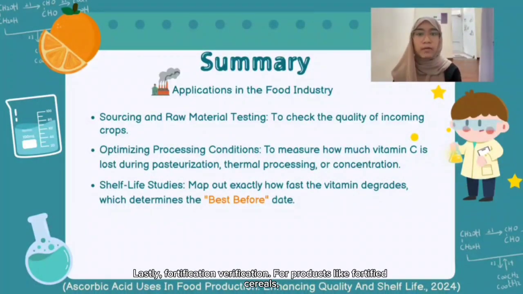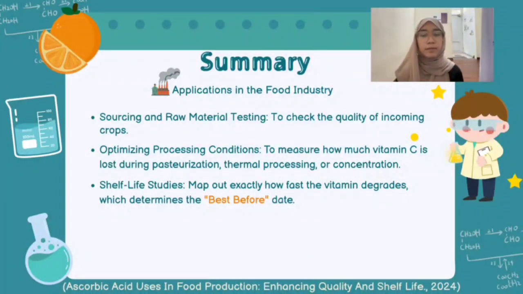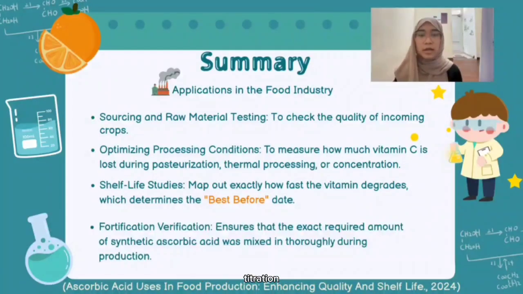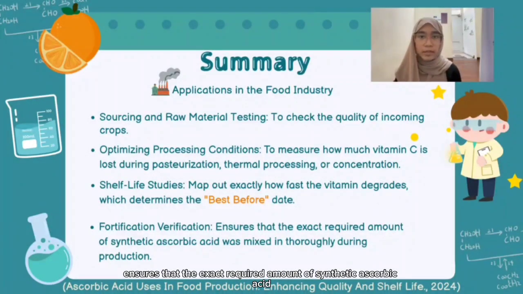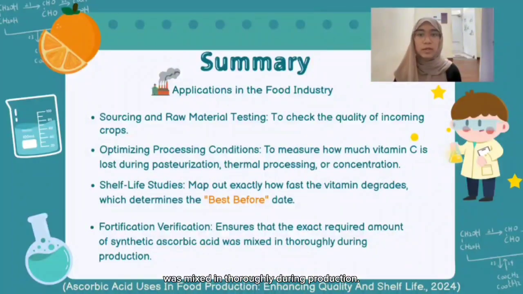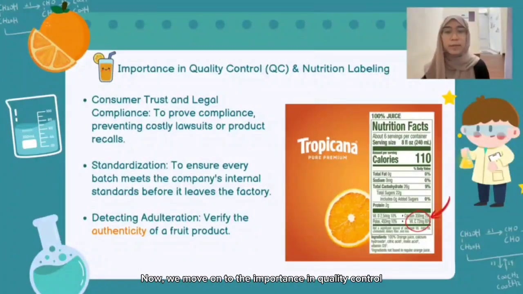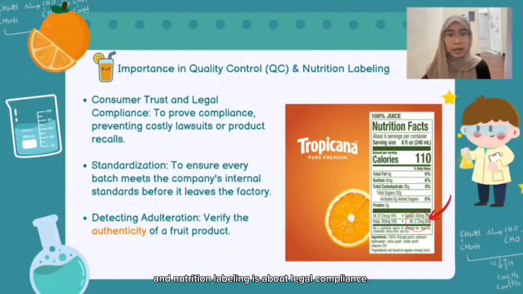Lastly, fortification verification. For products like fortified cereals, gummies, vitamins, or blended juices, titration ensures that the exact required amount of synthetic ascorbic acid was mixed in thoroughly during production. Now we move on to the importance in quality control and nutrition labeling. Quality control is all about consistency, and nutrition labeling is about legal compliance.